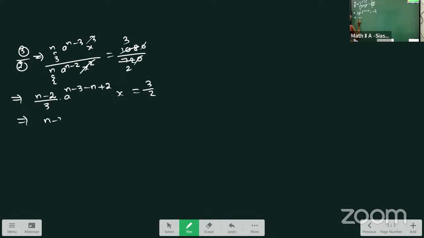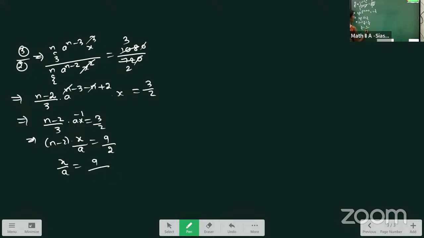n minus 2 by 3. n cancel. A to the power minus 1 into x is equal to 3 by 2. Cross multiply 3. n minus 2 into, write a to the power minus 1 in the denominator, is equal to 9 by 2. So here again x by a value we got as 9 by 2 into n minus 1... take this as equation 5.